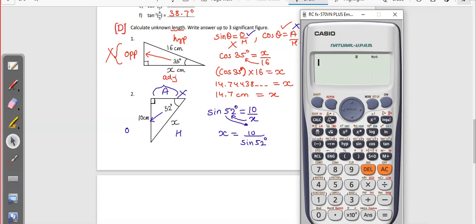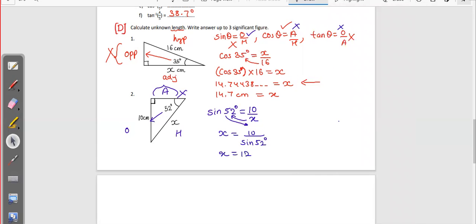When you are writing it on the scientific calculator, make sure you put the bracket: 10 divided by, open the bracket, click on the sine button, sine 52 degrees, close the bracket and then again close the bracket, so that this bracket and this bracket complete the equation. So the answer is 12.69018.